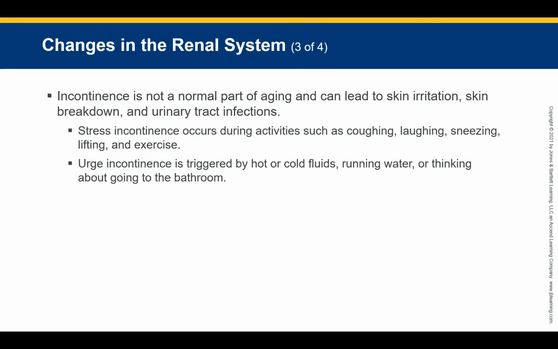All right, so an acute illness in an elderly patient is often accompanied by derangements in fluid and electrolyte balances. This is marked by a decreased thirst mechanism, which may cause rapid development of severe dehydration. Incontinence is not a normal part of aging and can lead to skin irritation, skin breakdown, and urinary tract infections. As people age, the capacity of the bladder decreases.